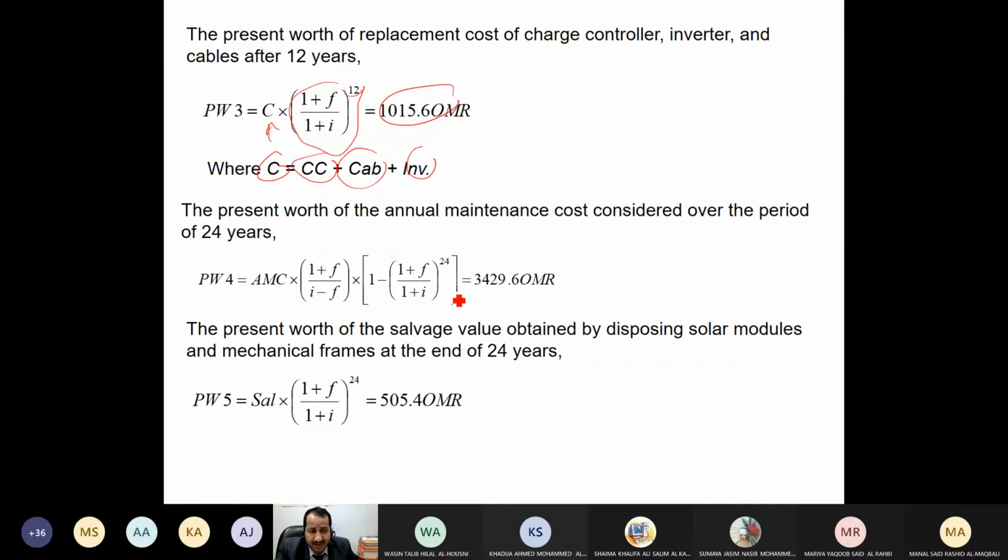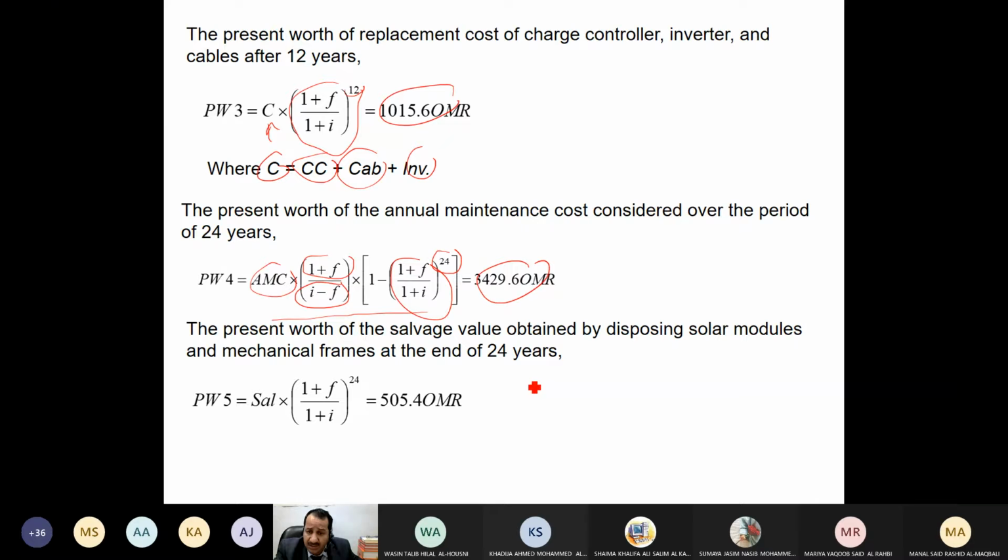Now, for maintenance, the formula is different. We have a different formula as you can see here. It is AMC times (1 plus F) over (I minus F), times (1 minus the same previous formula raised to power 24), to tell you that it will continue for 24 years. So this is the maintenance cost.